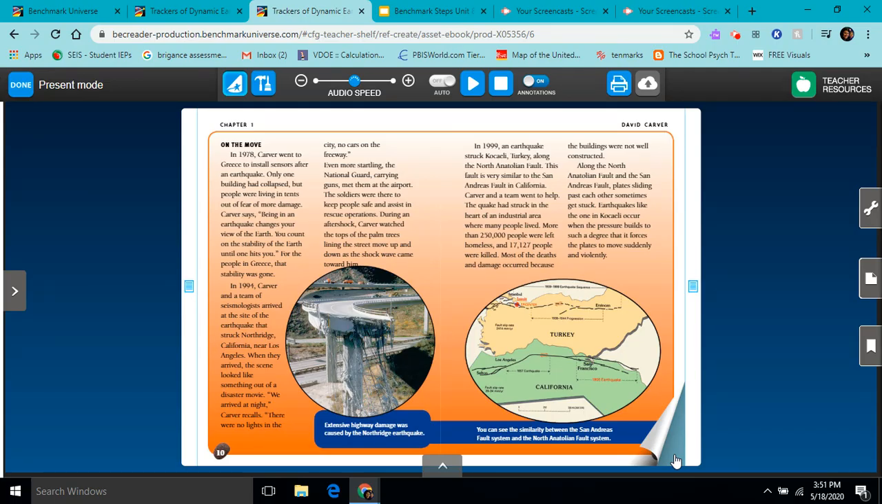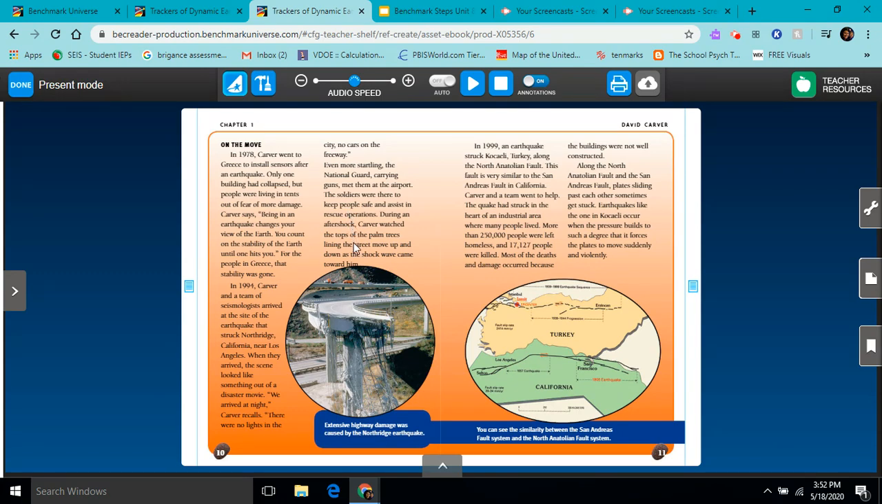And there's some photographs here that help us paint that picture. In this photograph here, it's showing us the damage to the road, right? At the bottom of page 10, he's talking about what he saw when he arrived there. He said it was like a scene out of a disaster movie. We arrived at night. There were no lights in the city and no cars on the freeway.